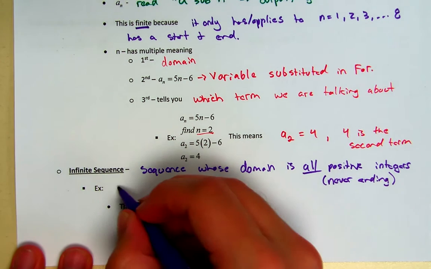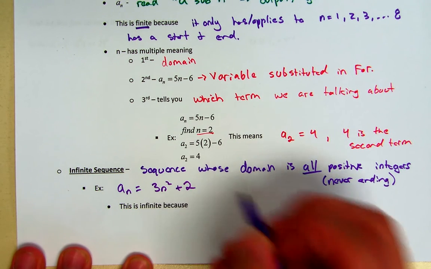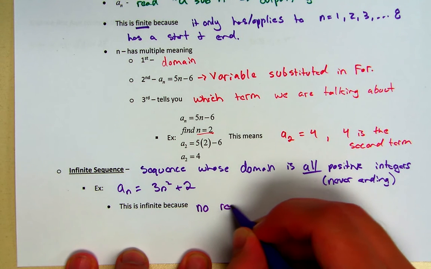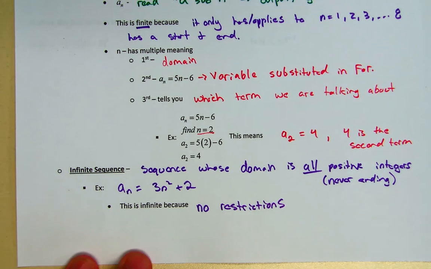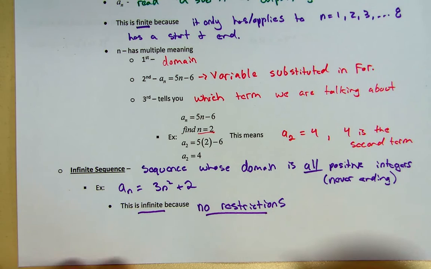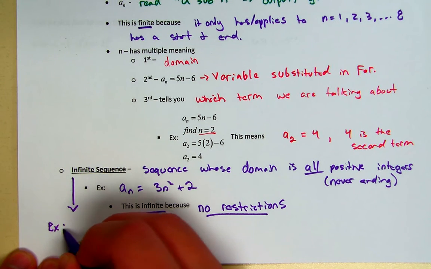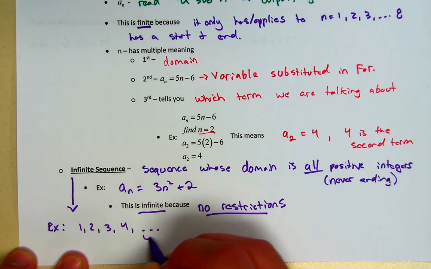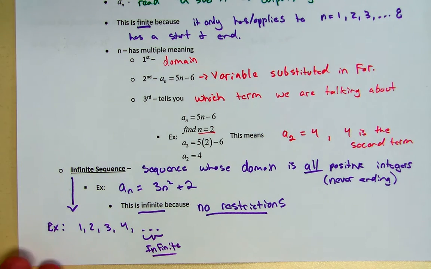An example of this would just be if I only gave you a sub n equals 3n squared plus 2. There's no restrictions, so it's infinite. So it's infinite. No restrictions. And also, one way that we can see what an infinite sequence looks like, here's another example. If I give you a list, like 1, 2, 3, 4, this dot, dot, dot here tells me infinite. It doesn't end.